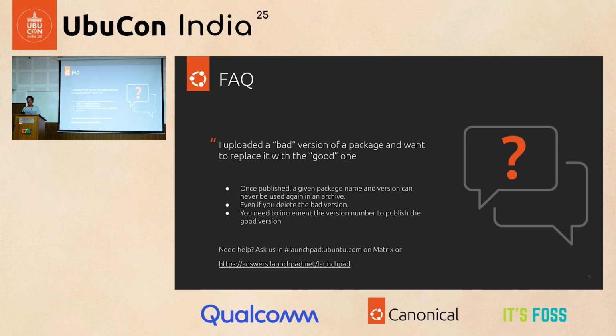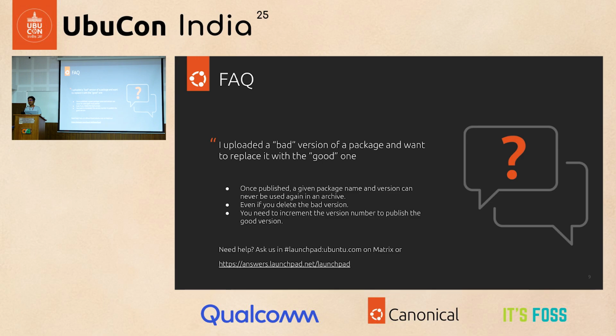The next frequently asked question that we see is, "Hey, I uploaded a package, it got published, but there is a silly bug. I'm ashamed of that. I don't want people to ever see that I uploaded that package. So what I'm going to do is, I will delete that package and then try to republish the good version." So like I mentioned already, Launchpad treats version numbers and the associated contents as immutable, which means once you publish a version of a package, either source or binary or both, Launchpad will never ever allow you to reuse that, even if you think you can be smart and delete it.